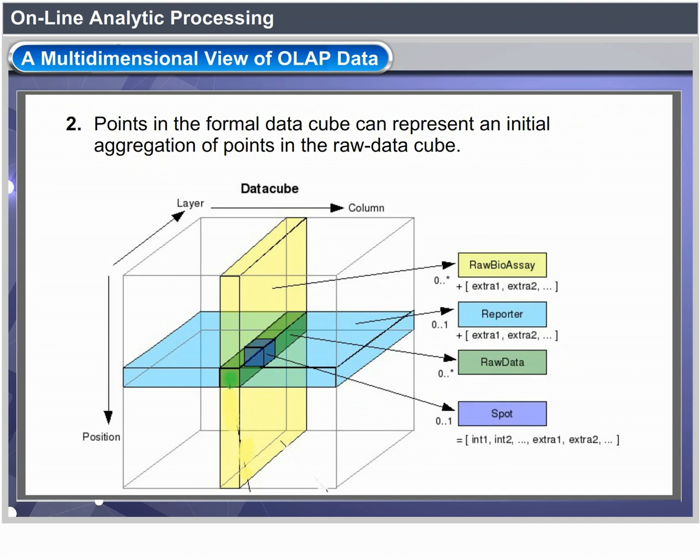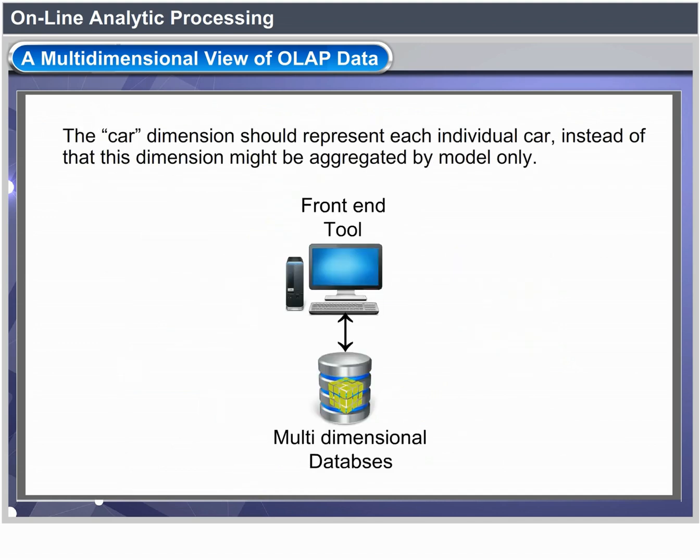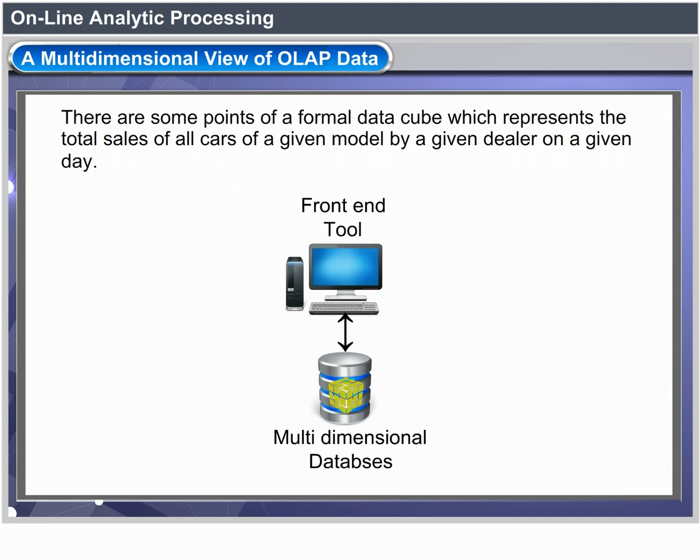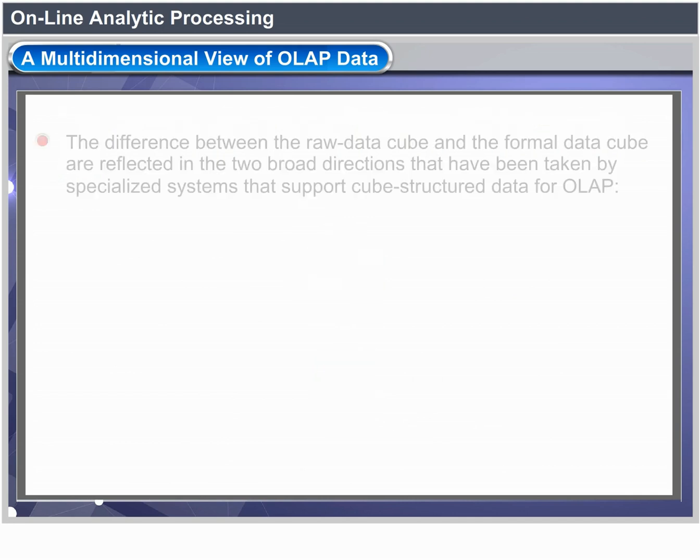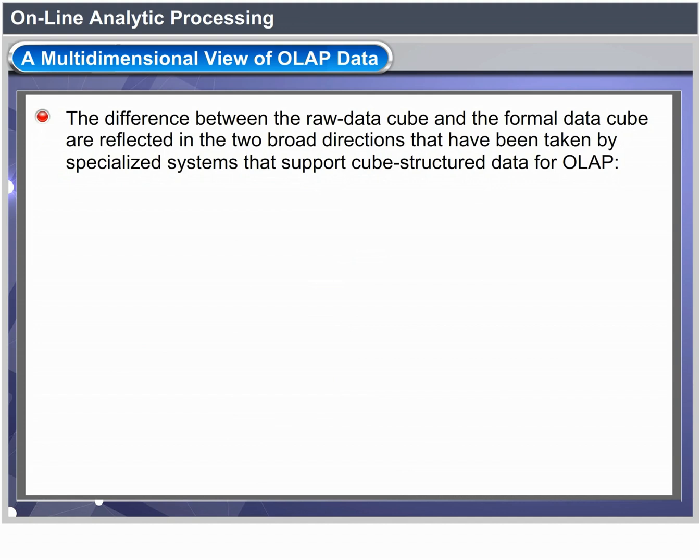For instance, instead of the car dimension representing each individual car, the dimension might be aggregated by model only. There, points of a formal data cube represent the total sales of all cars of a given model by a given dealer on a given day. The distinctions between the raw data cube and the formal data cube are reflected in the two broad directions that have been taken by specialized systems that support cube-structured data for OLAP.